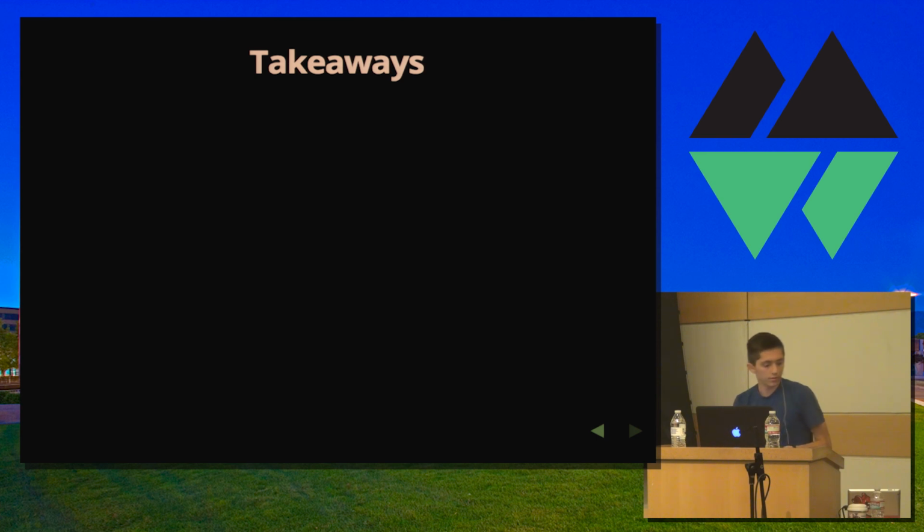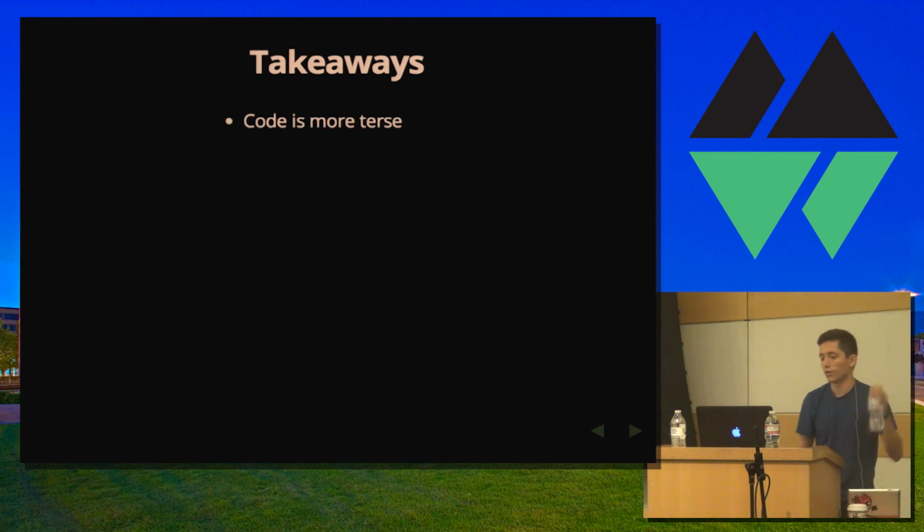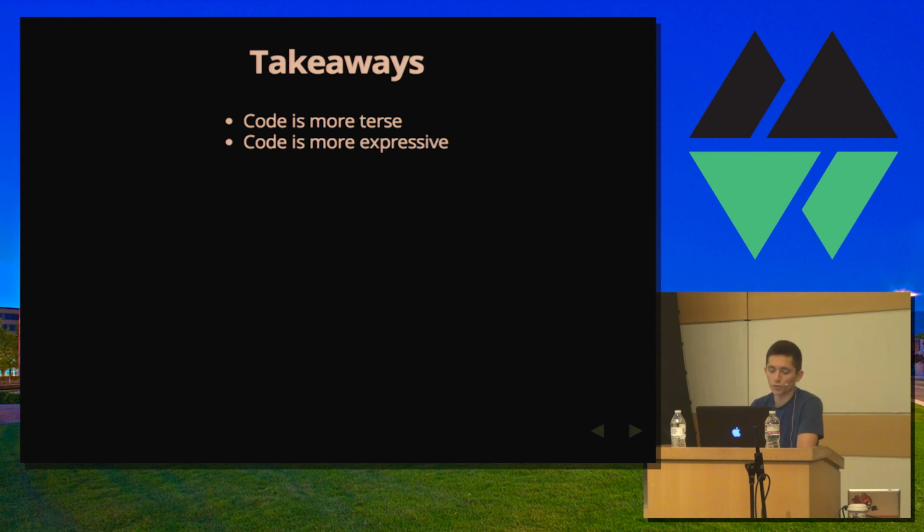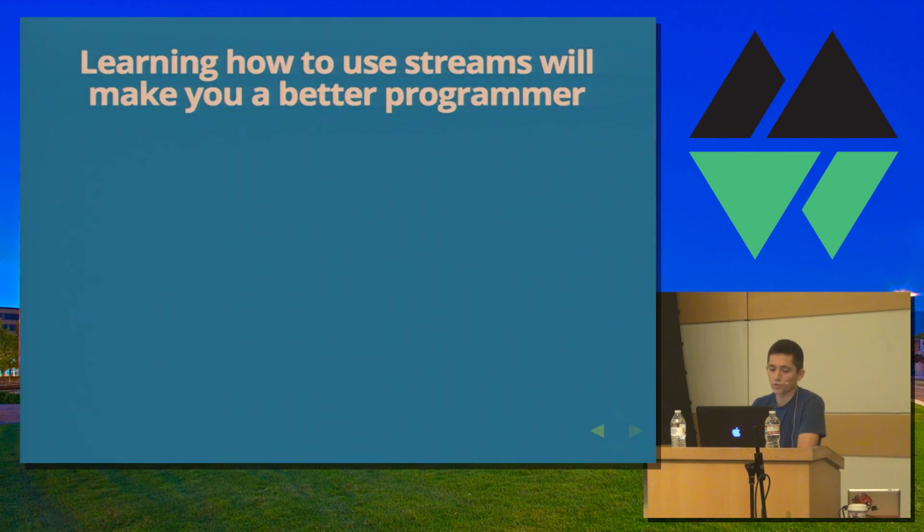So some takeaways. This is just what I'd like everybody to see, even if you don't use gulp. This is just what I want you to learn from this. Code is more terse than constructing some JSON DSL. Code is more expressive. Code is more flexible. Streams are awesome. Use gulp.js. Learning how to use streams will make you a better programmer. Learning different control flow techniques and different ways to solve problems is what makes us programmers.